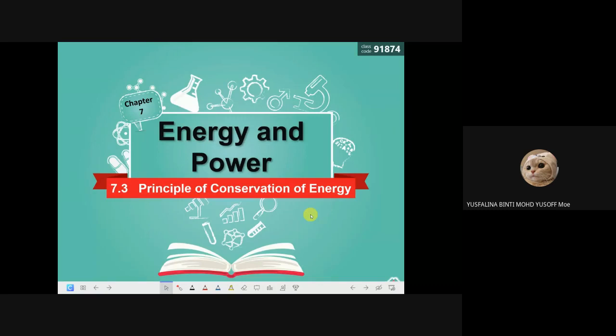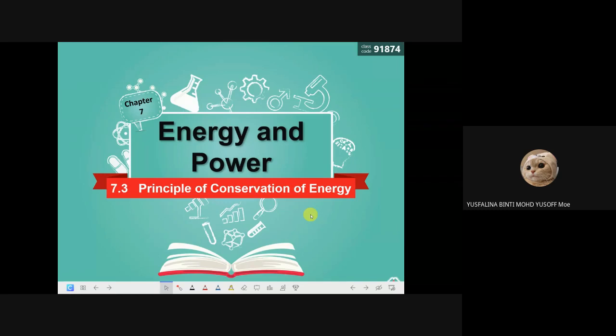So what does the principle of conservation of energy mean? First, you have to know that energy cannot be created, and it also cannot be destroyed. So what can energy do? Energy can only change form. An easy example: if you heat up water using a kettle, where does the energy come from? It comes from electrical energy. When you switch on the current, the current flows, which means there is electrical energy. Then the electrical energy changes to heat energy to heat up the water. That is an example of how energy changes form, from electrical energy to heat energy.